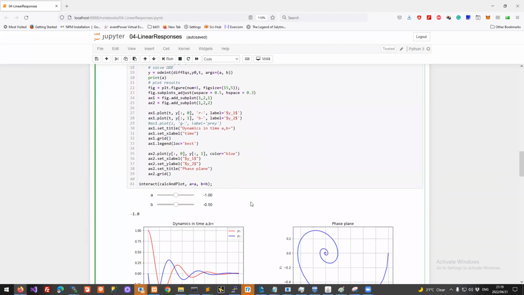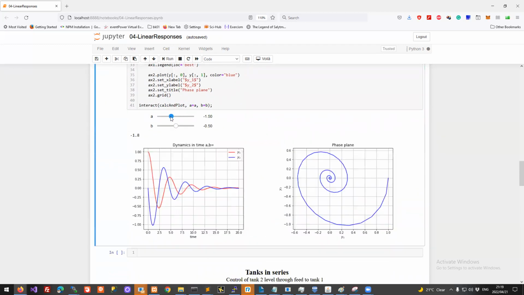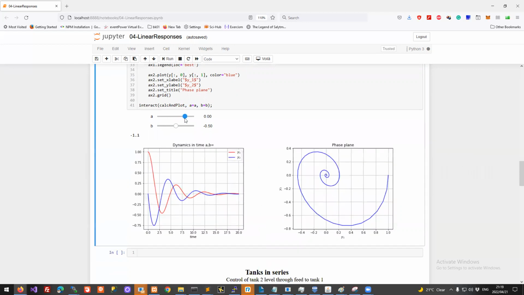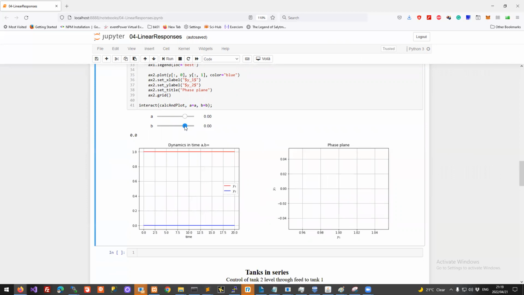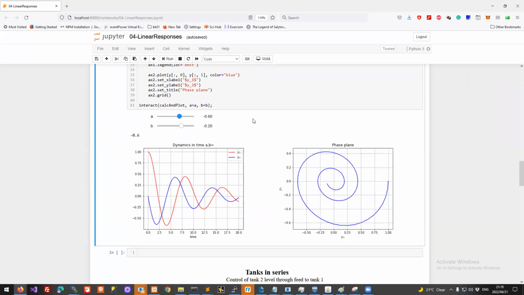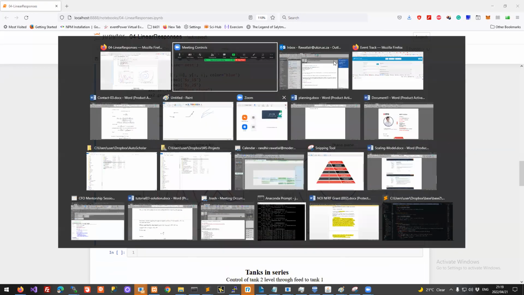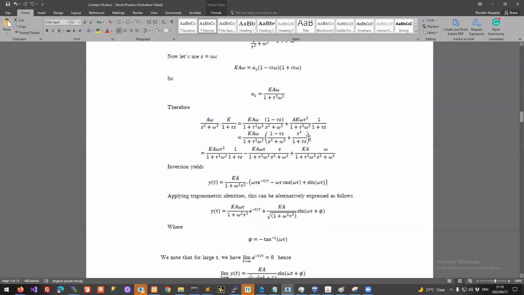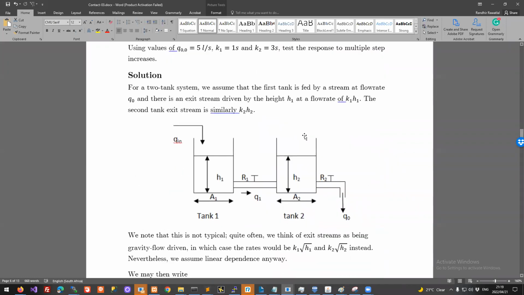So you can play around with the a and b values, and you'll find that you can get all kinds of different behavior here. So we'll talk a bit about why all these things happen in this case. So let's first derive a second order case. So going back here, let's look at this case.